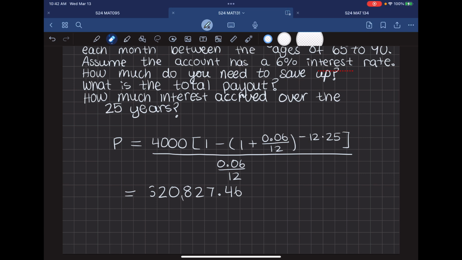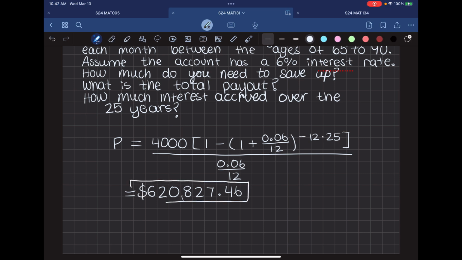$620,827.46. So basically, this is the amount that we need to save up in order to support those $4,000 per month withdrawals for the next 25 years. All right, so the next thing it's asking us is, what is the total payout? And the total payout is basically how much are we getting from this account.